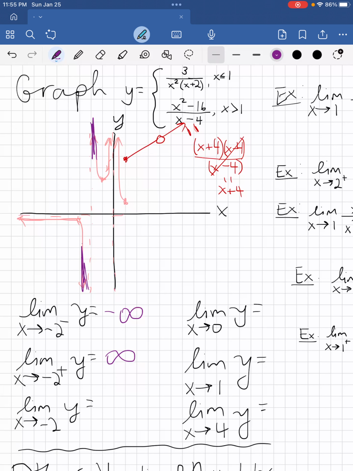Now, even though both of these one-sided limits are infinite, we still need to think about, are the y values approaching the same thing from both sides? They're not. So for the overall limit as x approaches -2, I would say that limit does not exist.